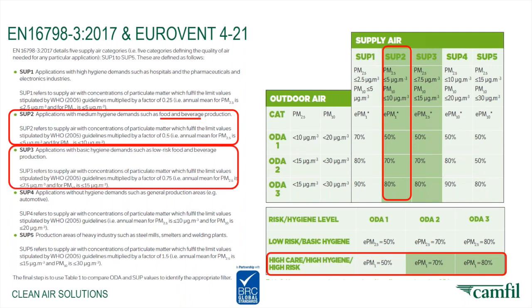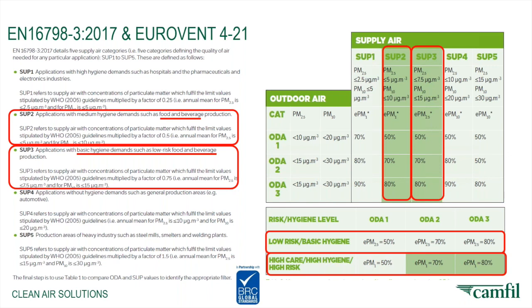Within supplier 3, basic hygiene and low risk food and beverage production are also referenced. So what this tells us is that low risk and basic hygiene filters should be at minimum EPM 2.5 50%, and at best EPM 2.5 80%. This gives us clear guidance and clear instructions for the type of filters that should be used within a food and beverage production facility for both manufacturers and for auditing purposes.